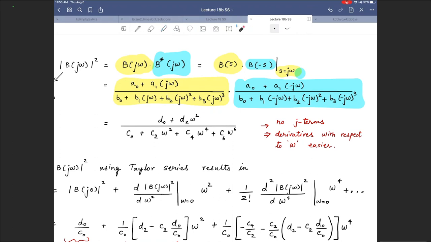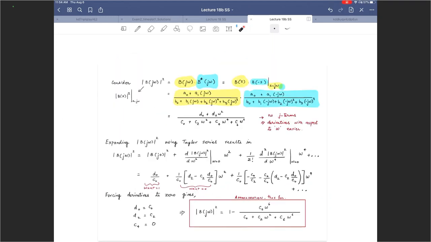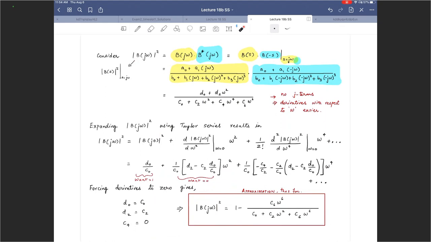But instead of finding A0, A1, B0, B1, B2, B3, now our goal will be to find d0, d2, c0, c1, c2, c4, c6 instead, right? Some other coefficients. But because we no longer have j terms here, the derivatives with respect to ω are going to be much easier to handle. So instead of looking at Taylor's expansion of B(jω), we are now looking at Taylor's expansion of the magnitude squared of B(jω) instead.